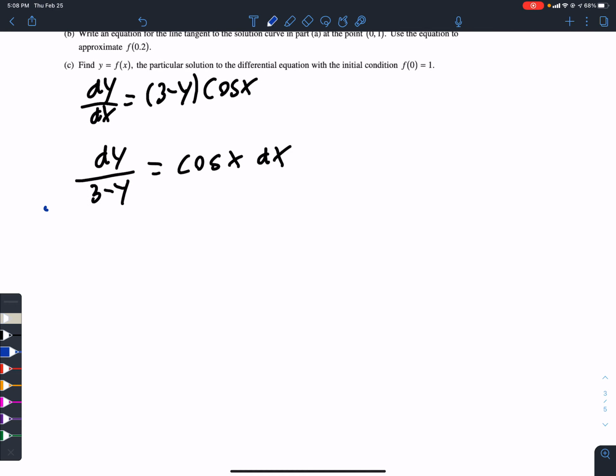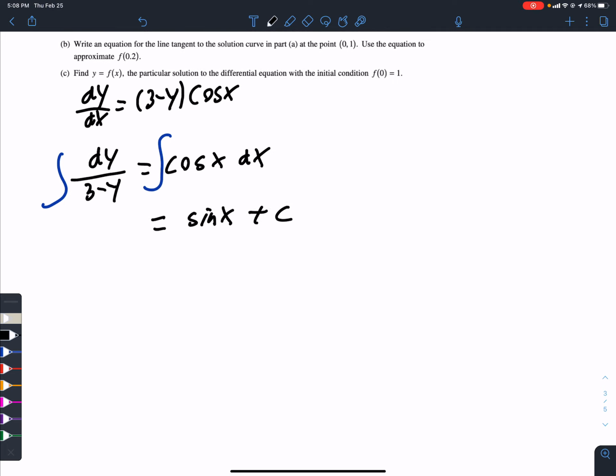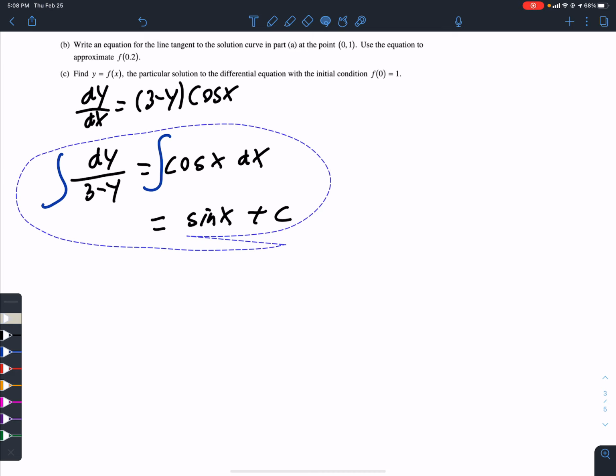Next, you recognize I have to integrate both sides. The right side's pretty easy. That's just sine x plus c. The left side is a little tricky. You have to do a u sub. So we have to let u equal, oh wow, I need some room here. I'm going to scoot all this over here because I scrunched myself over way too tight. So let me move it over.